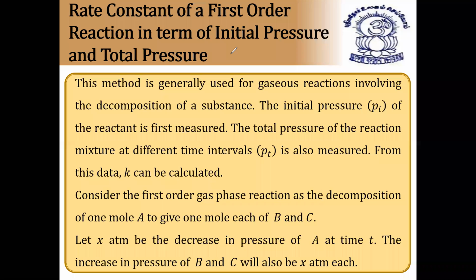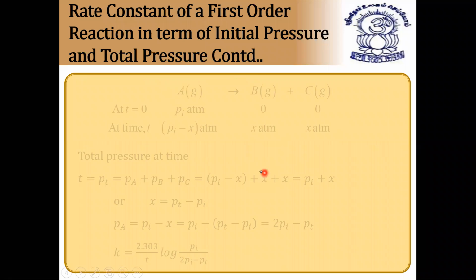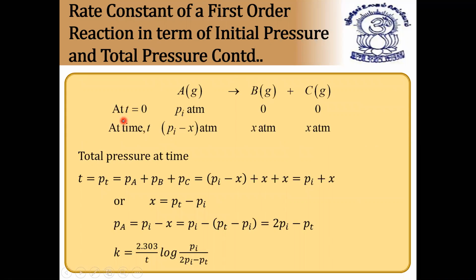Now we'll see how to calculate when the pressures are given. Just the formula will change. So see, as I told you, at t equal to 0, the initial pressure is Pi, and initially there is no formation of product. That's why you have written 0 and 0. After time, at time t seconds, the initial pressure decreases, that is Pi minus x. So Pi minus x atm, and this is x atmosphere, and this is formation of x atmosphere.